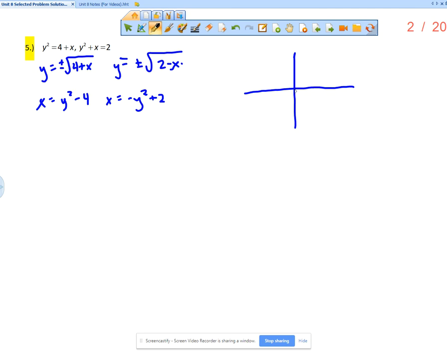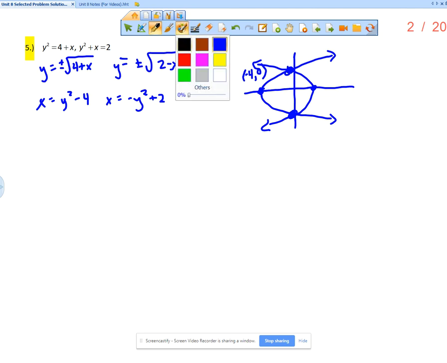So x equals y squared minus 4 is a basic sideways parabola, y squared, but then I'm subtracting 4, so I'm shifting it to the left 4. So I get that, and this point is negative 4 comma 0. The other one is negative y squared, so it's a parabola facing to the left that's been shifted to the right 2, and so I get this picture. You can see that these are going to intersect at 2 places.